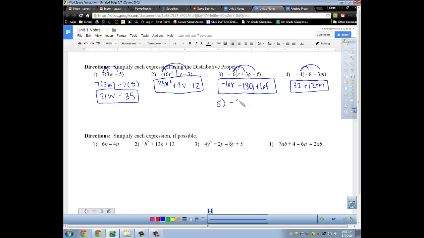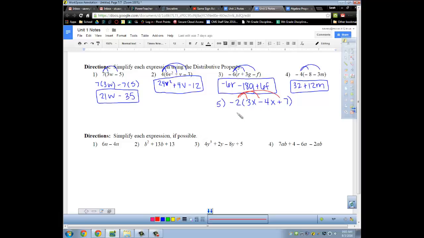I want you to solve -2 times (3x minus 4x plus 7). Now, two ways to think about this. You could go ahead and simplify what was on the inside and then do what we've been doing, or you can go ahead and start the distributive property. So I'm going to start the distributive property.